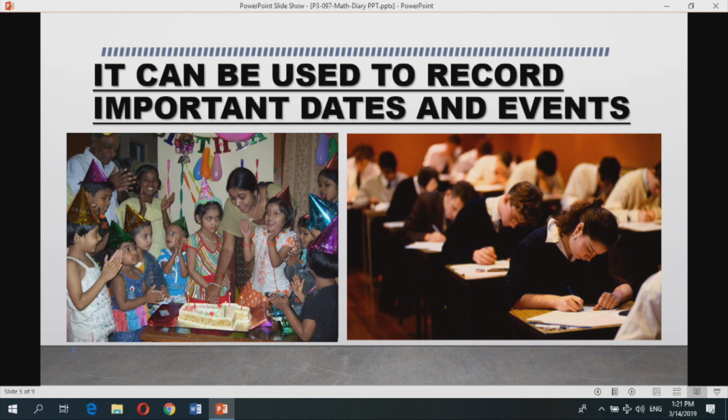And other important dates, what's happening in this picture? Exam. Yes, sometimes we need to take an exam, so we have to study before. So we'll make a note in our diary when the exam is, so we make sure we are prepared.